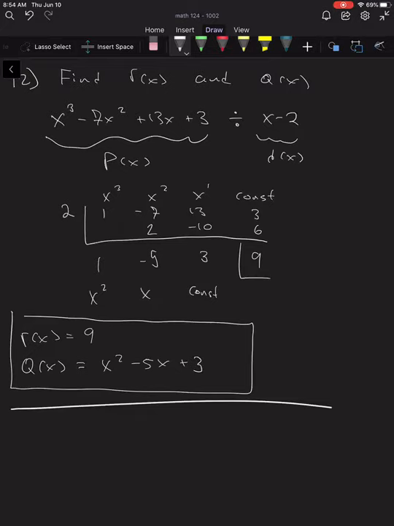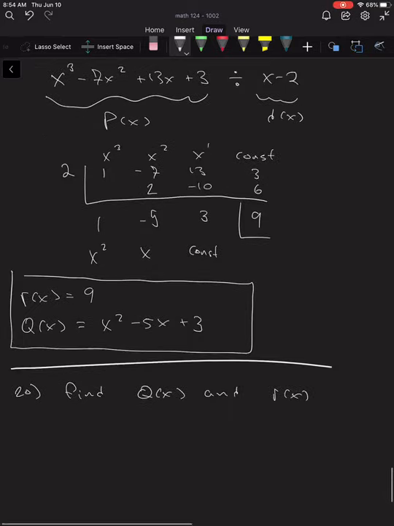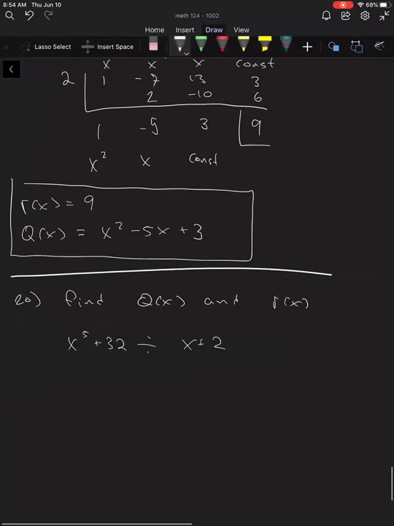Let's do one more together. How about number 20? So find q of x and r of x, and we are given x to the 5 plus 32 divided by x plus 2. Again, the thing on the left of that division sign is going to be p of x, and on the right is going to be d of x.